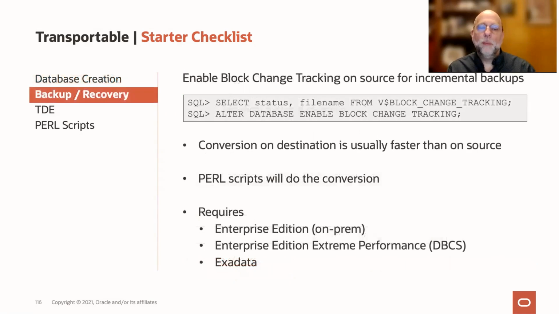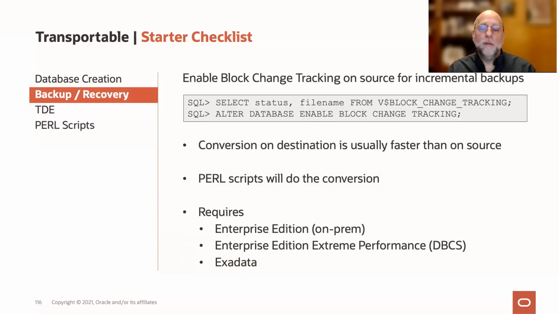When you're performing your backup and recovery and dealing with incremental backups, it's best to have block change tracking enabled on the source database. The reason for that is simply performance. With block change tracking enabled, we will know exactly which blocks changed in that source database between the level 0 and the level 1 backup. So we don't have to scan the whole database to find changed blocks as of a specific SCN. It makes your increments go that much faster and reduces the downtime.